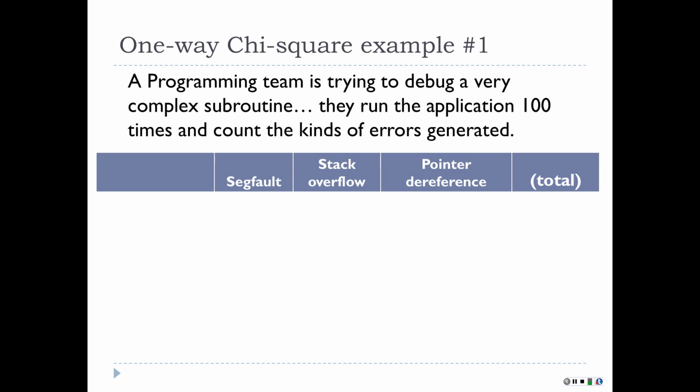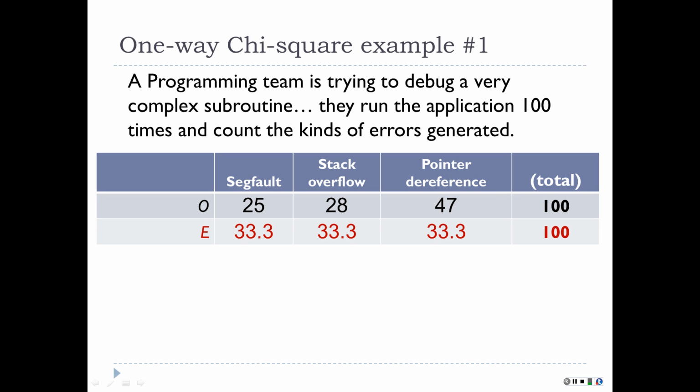So here's their data. They've got these 3 categories: seg fault, stack overflow, and pointer dereference. Seg fault happens 25 out of 100 times, stack overflow 28, and pointer dereference 47. It looks on the surface like pointer dereference is a lot more common than those 2, but that could just be random sampling error. They don't want to waste their time going and looking in area 3 of the code if this is likely to have happened just with a random sampling procedure. So they do the chi-square.